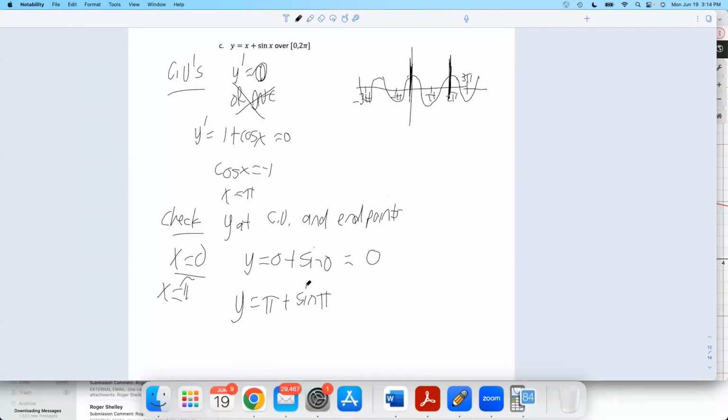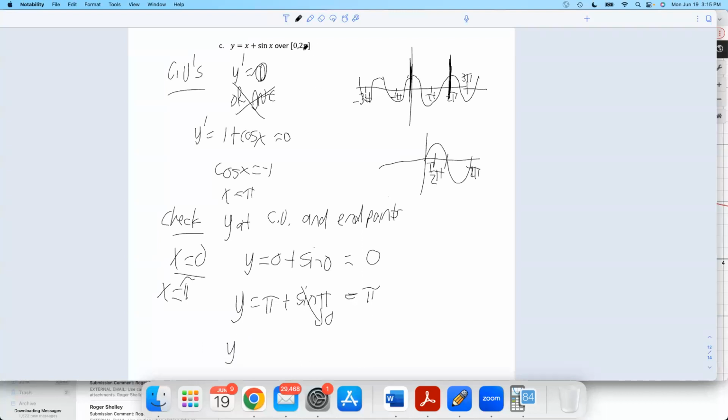If you don't know your unit circle, if you don't have that memorized, I like to use the graphs for all the pi's, the pi over 2's, all the 0's and 1's. Here's the graph of sine. Here's 2 pi. Here's pi. Here's pi over 2. Sine of pi over 2 would be 1. Sine of 3 pi over 2 would be -1. Sine of pi is 0. So I get pi plus 0. I get pi.